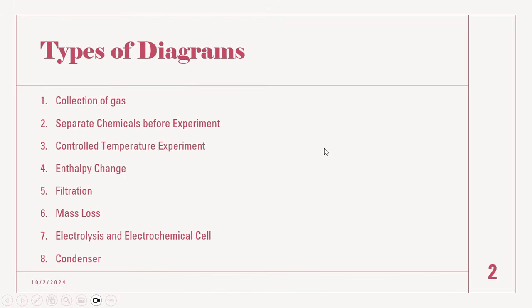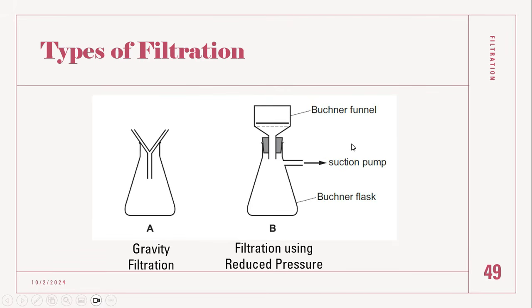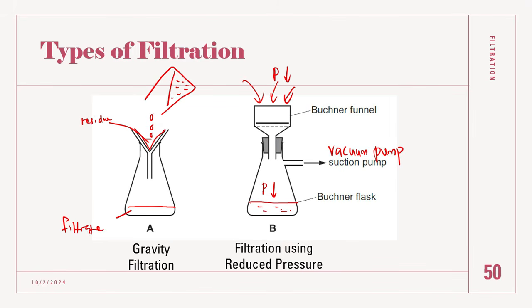Now let's look at the fifth type of diagrams, filtration. Now there are two types of filtration. One is a very simple filtration that we always use in the lab, which is called gravity filtration. We use a funnel, line it with folded filter paper, and pour the mixture with precipitate and get our filtrate and residue after the filtration.